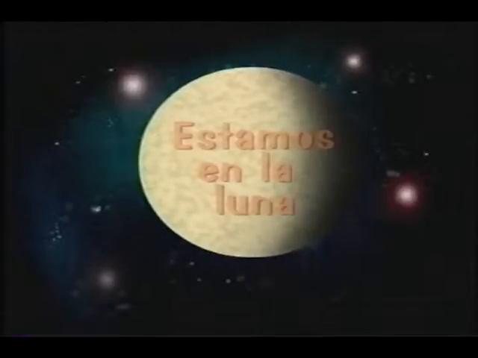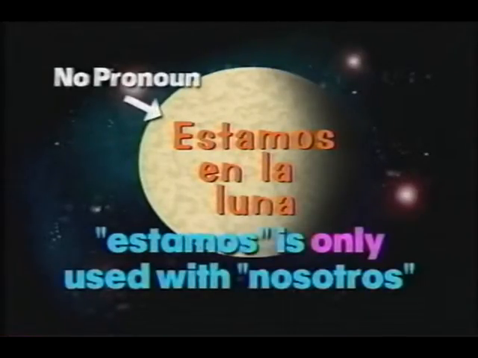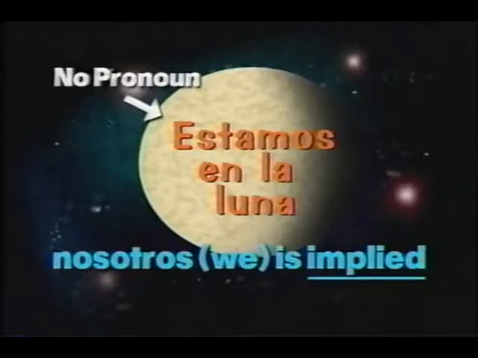In the second example, estamos en la luna, we didn't use a noun or pronoun before estamos because that form of the verb is only used with nosotros, so the we or nosotros is implied and doesn't need to be said.